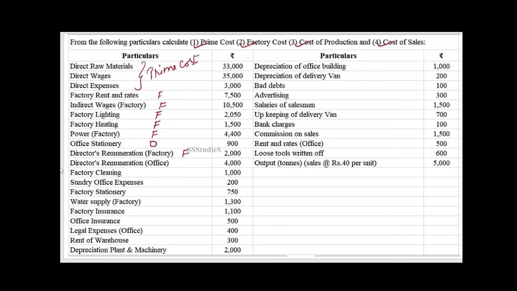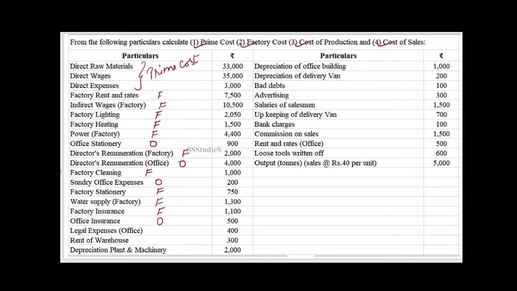Director's remuneration, office, so this will be office overheads. Factory cleaning, this will be factory overheads. Sundry office expenses, as such, this will be office and administration overheads. Factory stationery, this is again factory overheads. Water supply, factory, this again comes under factory overheads. Factory insurance, this will be again factory overheads. Office insurance will be office and administration overheads.